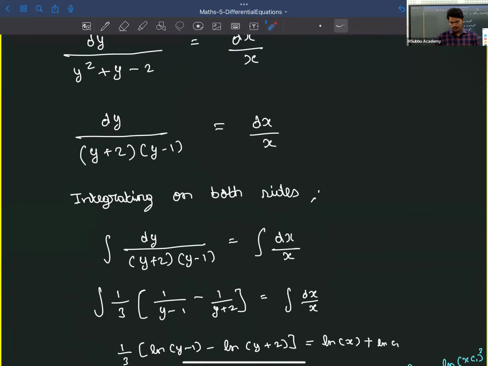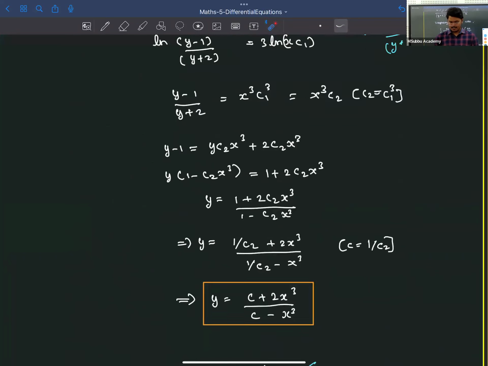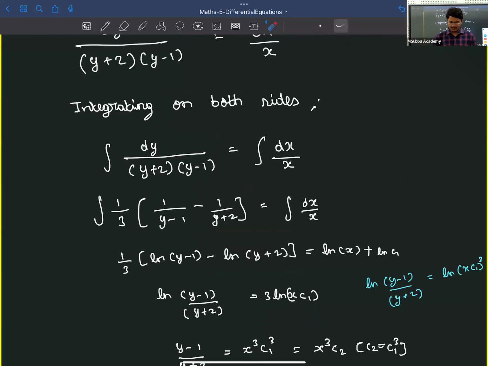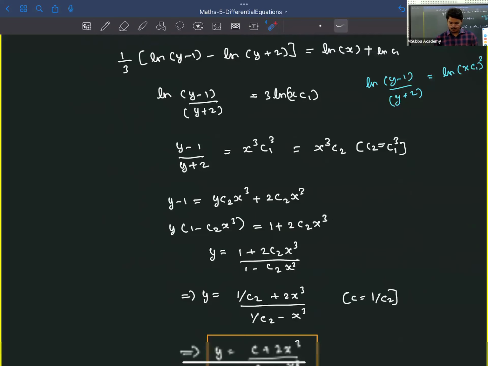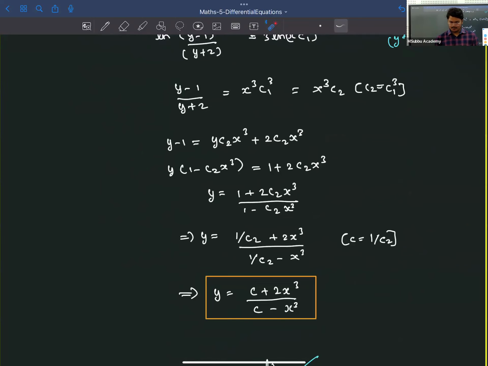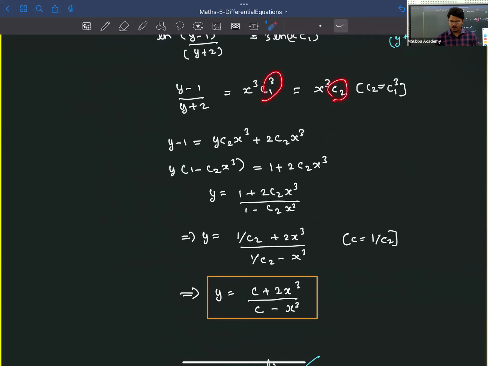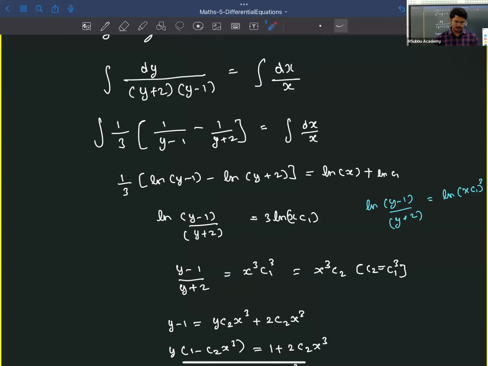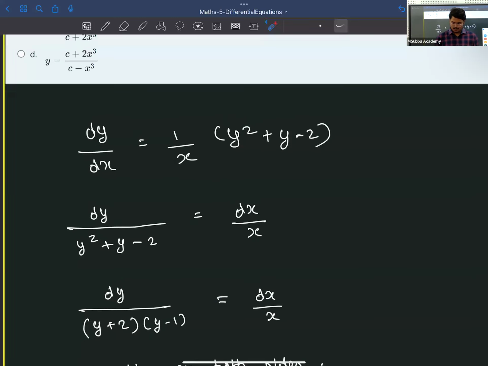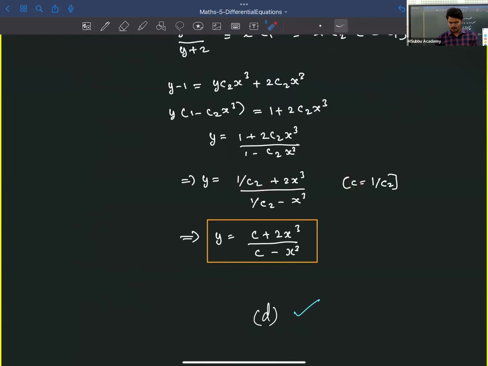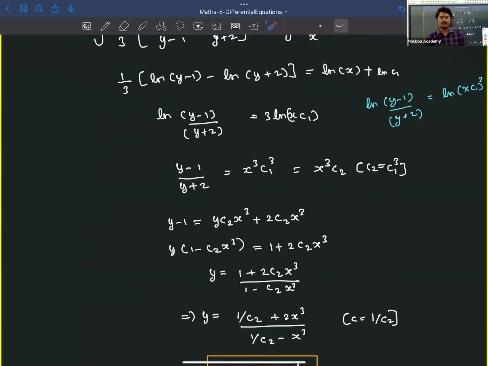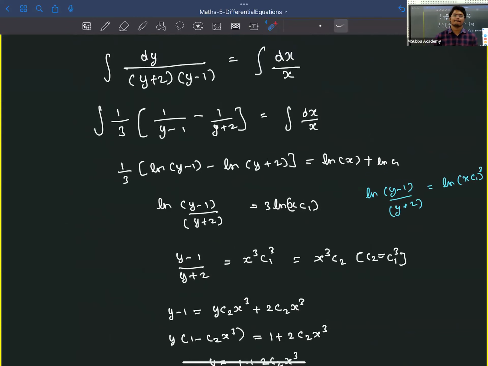So nothing much, same thing. We are using the partial fractions method. Then by using log properties, we find the equation for y, and then just change the c values, taking c1 cube equal to c2. Since there's no constant term before x in the options, you have to take c2 common. Here you get 1 by c2, which you take as one more constant. So directly, this will be an option. Is that clear? If you have any doubts, you can just ask me.